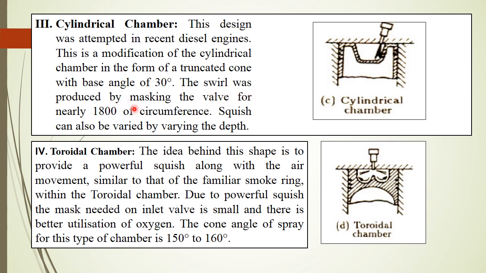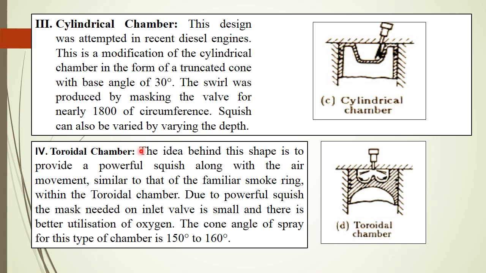The swirl was produced by masking. Whenever the air is induced into the chamber through the intake passages, through the intake valve, masking is provided for the valve, and by that way we get the swirling motion. Meaning, the squish can also be varied by varying the depth. When the depth is varied, the squish motion or air motion is varied.